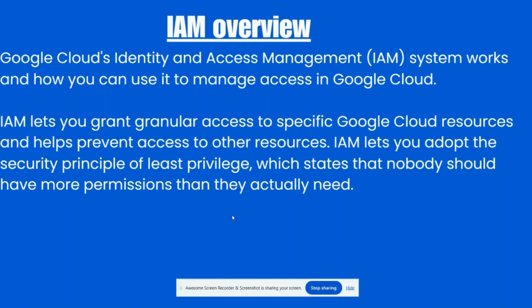Everything we broadly calculated into two levels. We will see how the system works and how you can use it to manage access in Google Cloud, nothing but how the data will be manipulated and how you are managing the data. IAM lets you grant granular access to specific cloud resources and helps prevent access to other resources. For example, the concept is very simple, as we discussed earlier. There is one particular user to whom we want to provide some read access, for a set of resources, whether the server, storage, or network, whatever it may be.